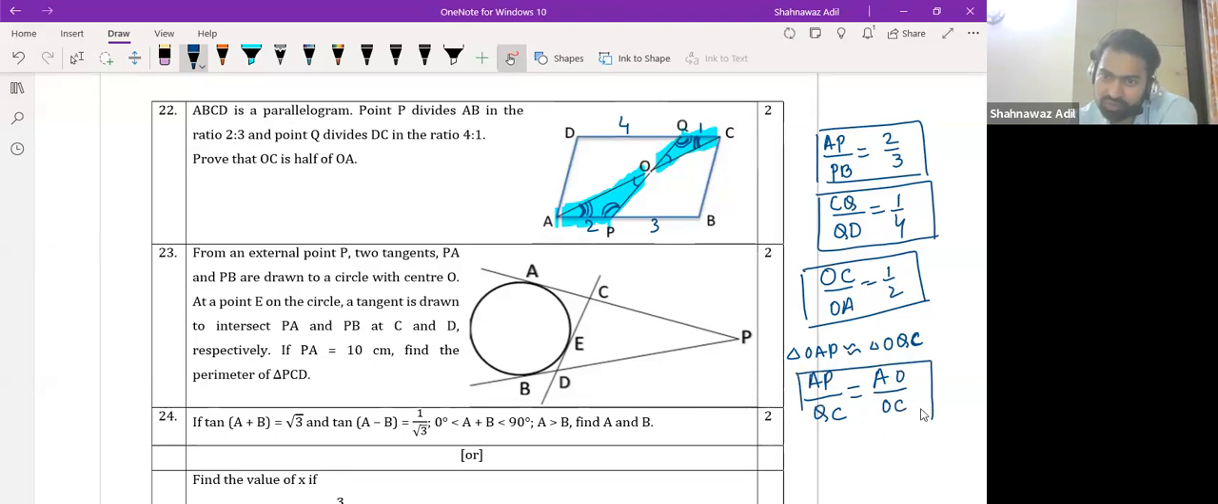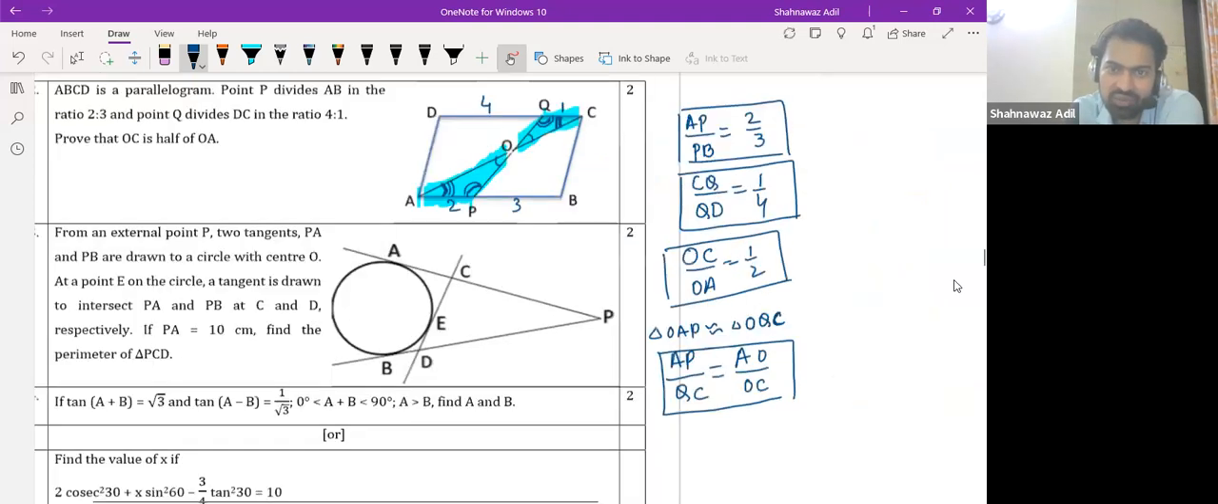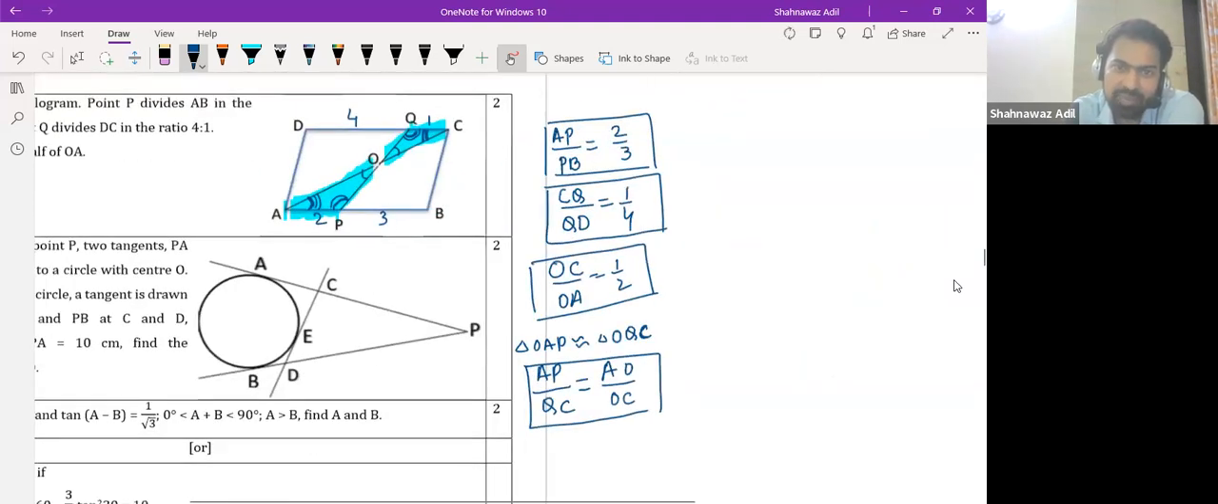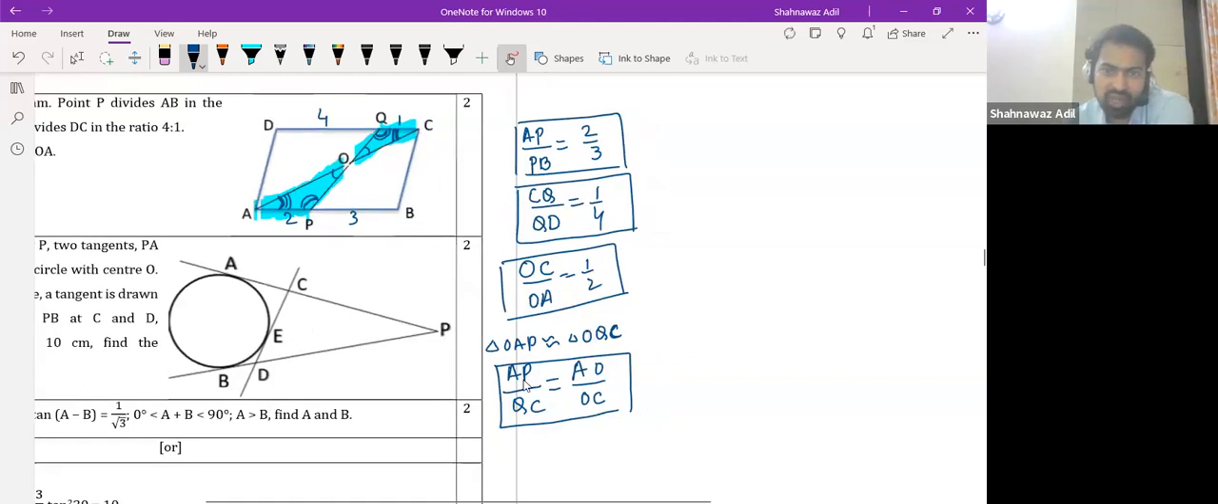This we got, right? Yes, sir. Now, the idea is where can we find this AP by QC? How can we find that?